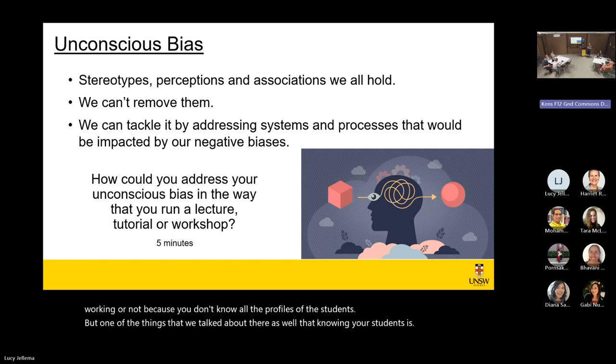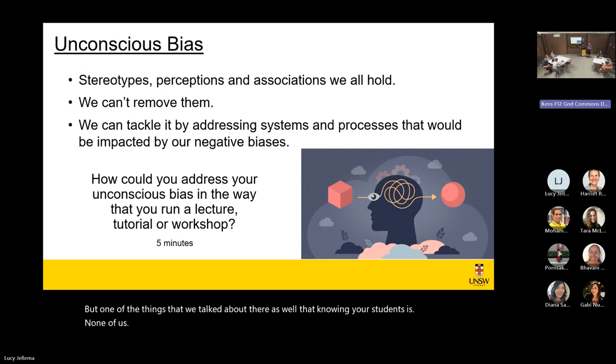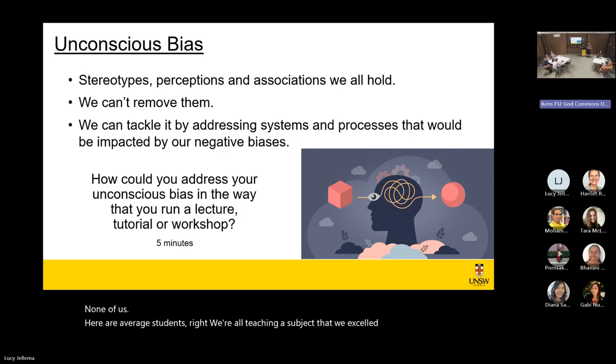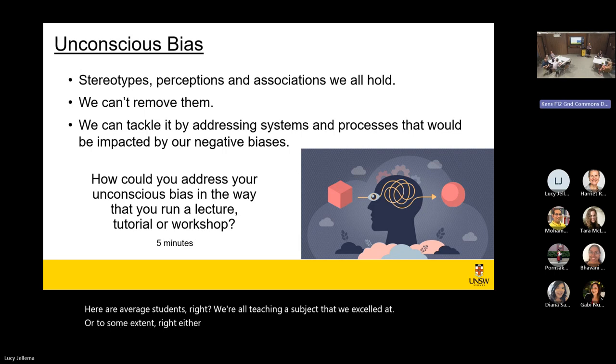But one of the things that we talked about there as well, that knowing your students, is none of us here are average students, right? We're all teaching a subject that we excel in, to some extent, where we're either really interested or really good. I see someone shaking their head, so a little bit. But we're not the student in the class that doesn't understand.